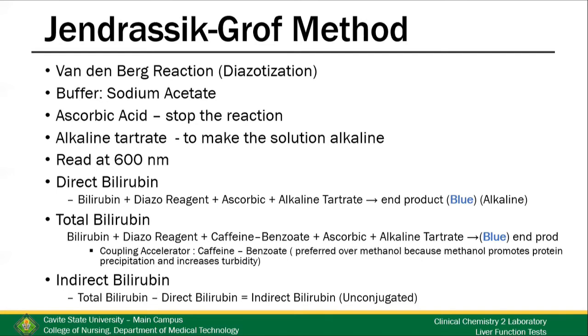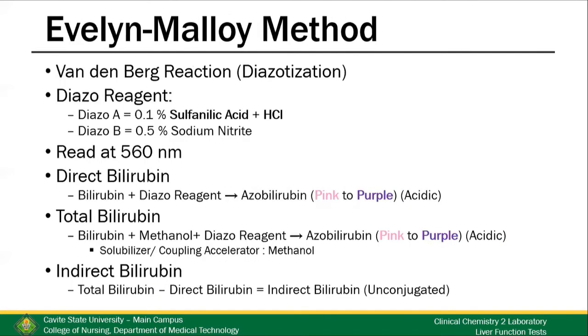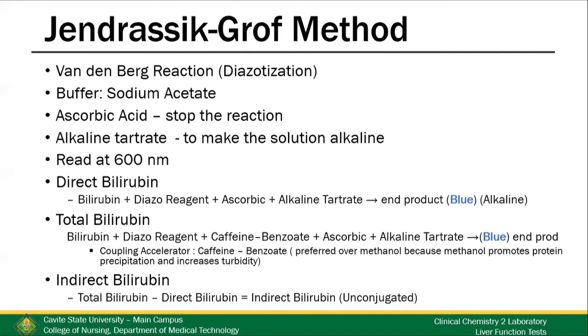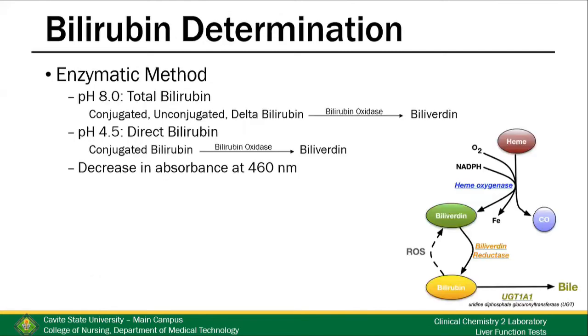So guys, remember, the Evelyn-Malloy has an acidic pH. It uses methanol as coupling accelerator. For the Jendrassik-Grof, it uses caffeine benzoate as its coupling accelerator. It has an alkaline pH. Okay, remember that.